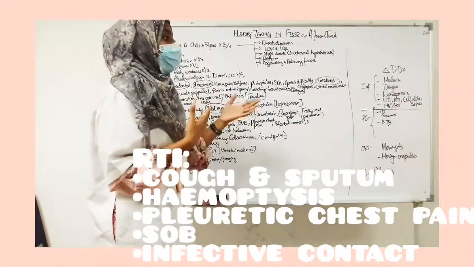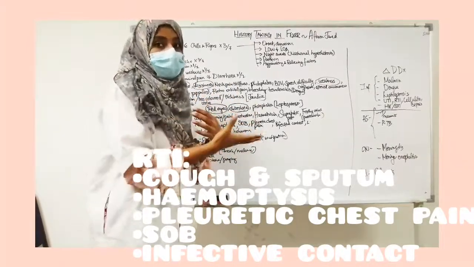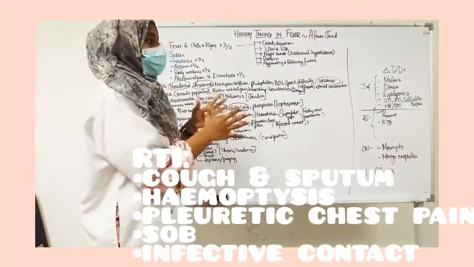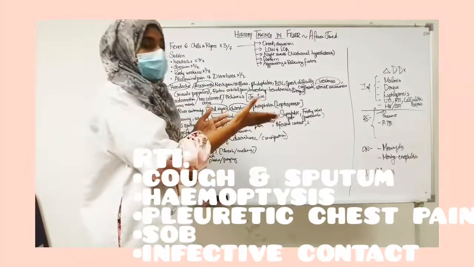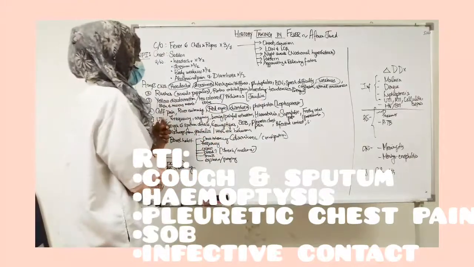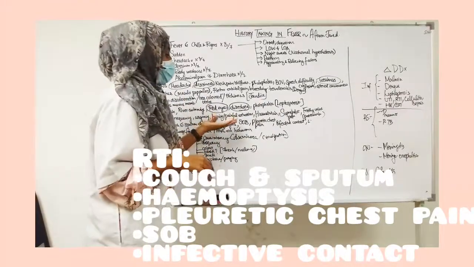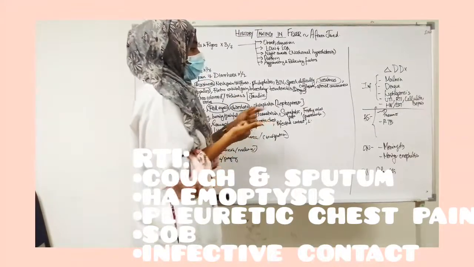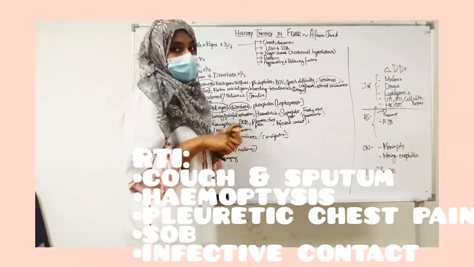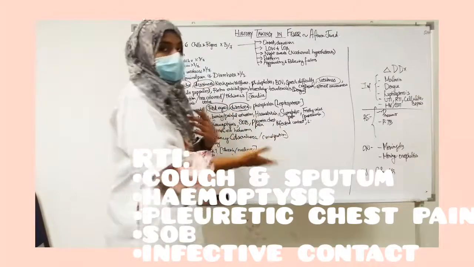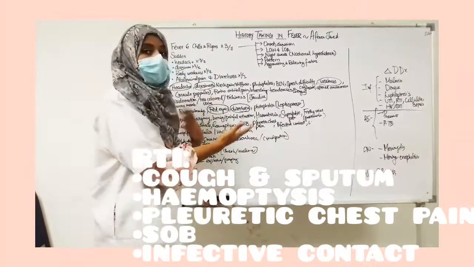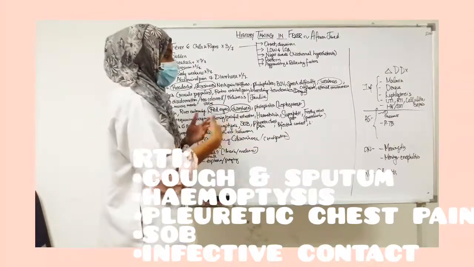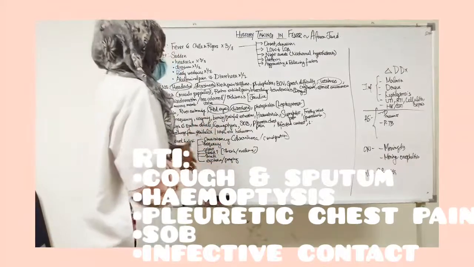For example, for pneumonia it could be white or rusty sputum. So you need to know what sputum color indicates what respiratory tract infection as well. Apart from that, it might be associated with shortness of breath. And for pulmonary tuberculosis, you need to ask for any infective tuberculosis contact as well, if they were in close contact with anyone who had the specific respiratory tract infection.